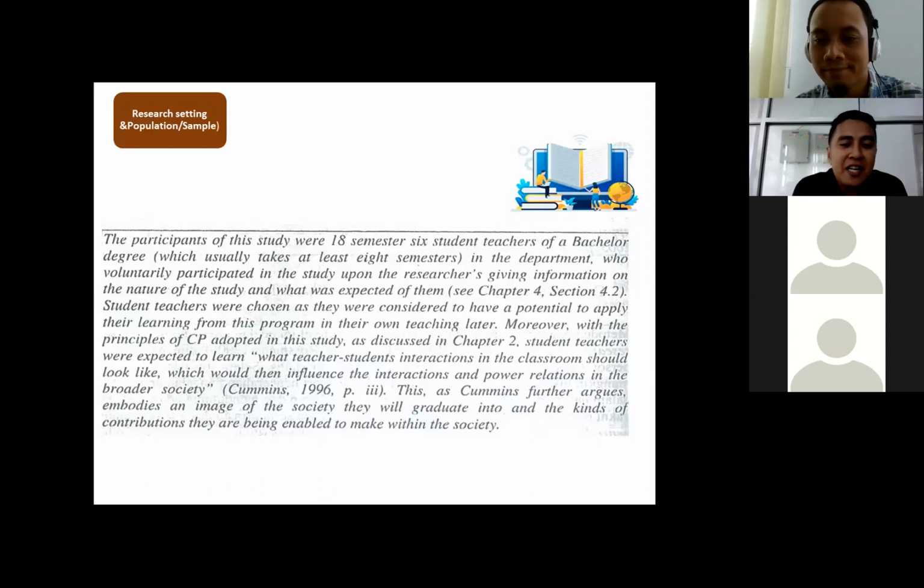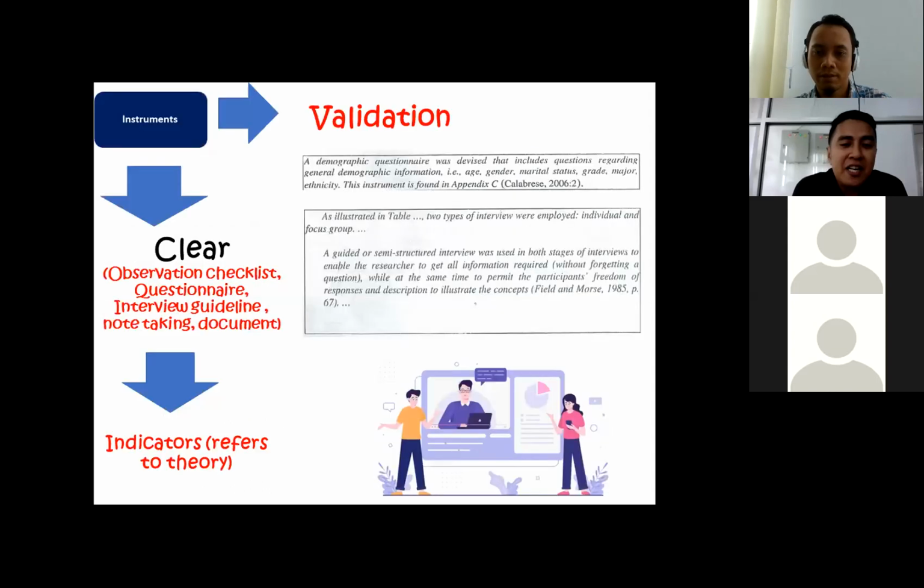And here are the instruments. You have to write clearly about the instruments, like the observation checklist, questionnaire, interview guideline, not taking our documents. Everything must refer to the indicators. And don't forget to validate your instruments. It's very important to validate your instruments. So here is an example of the instruments.